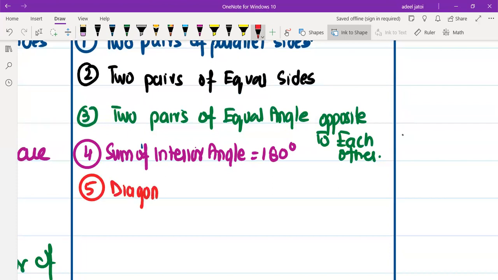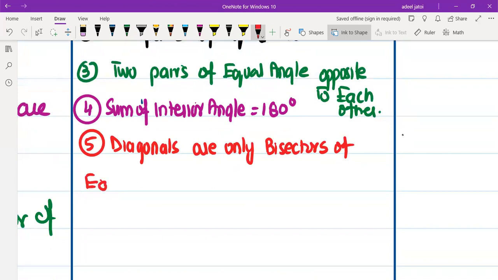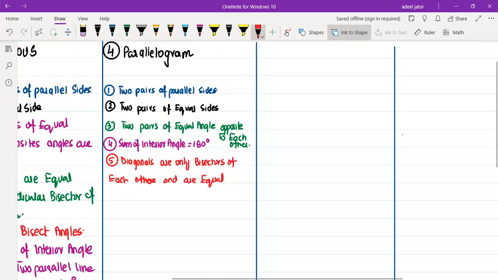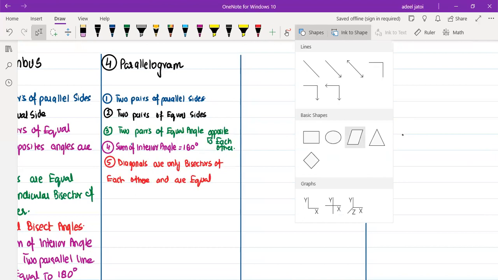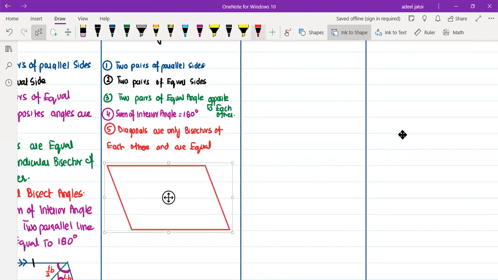Diagonals are only bisectors of each other, and are equal. So, considering parallelogram, now let's take this as obviously parallelogram.